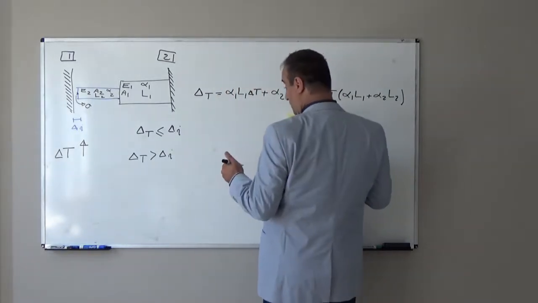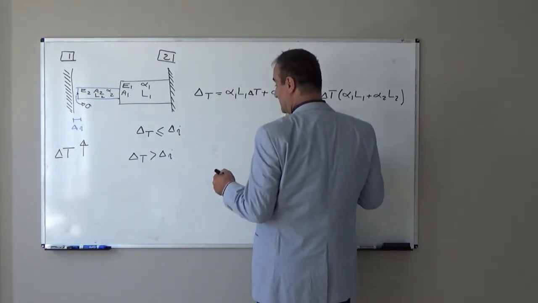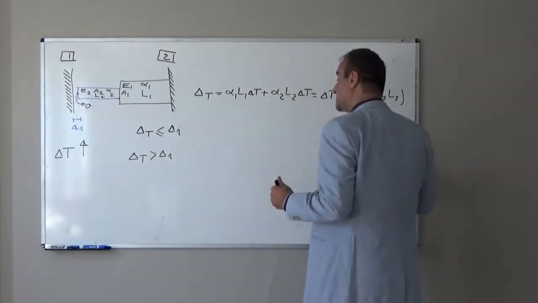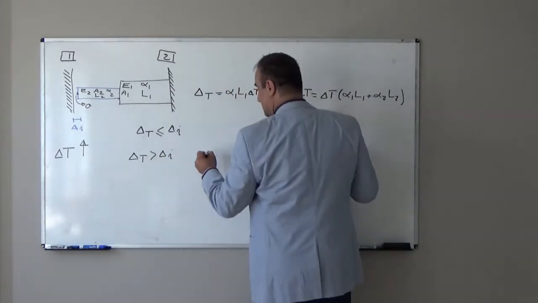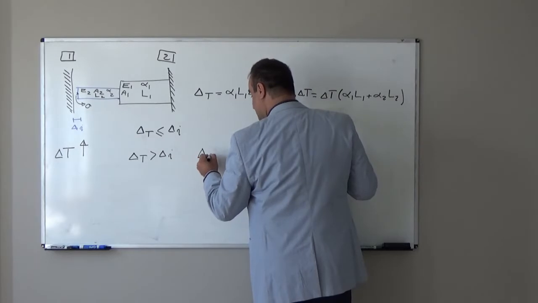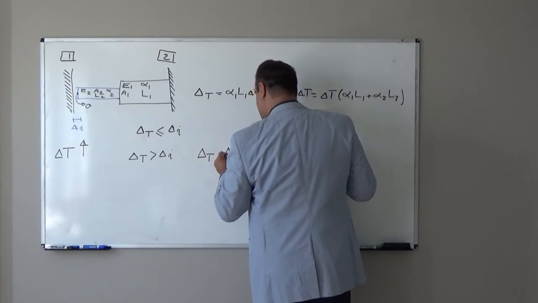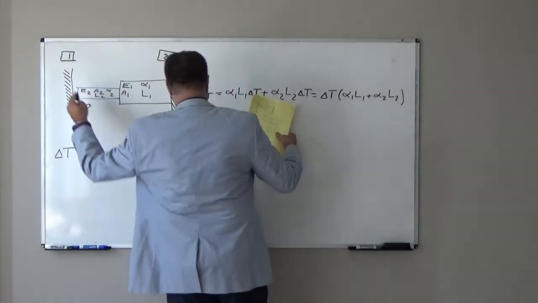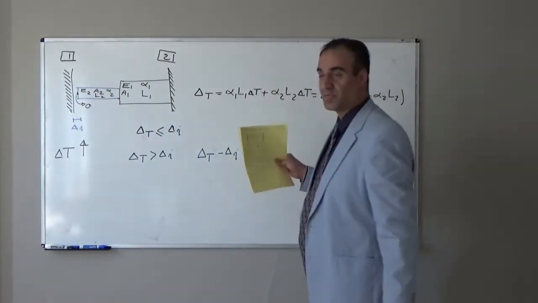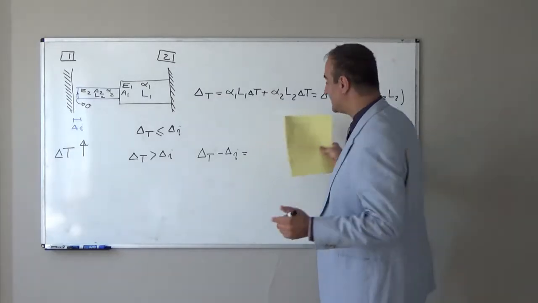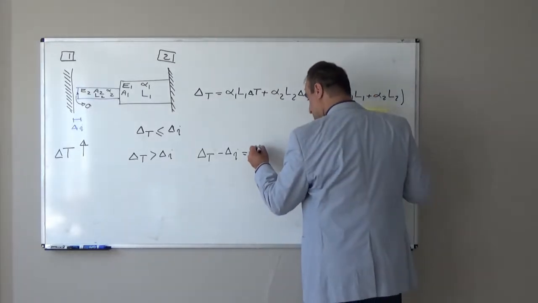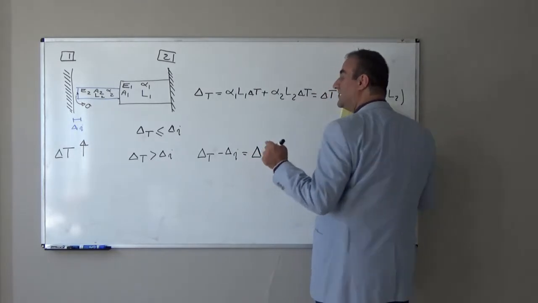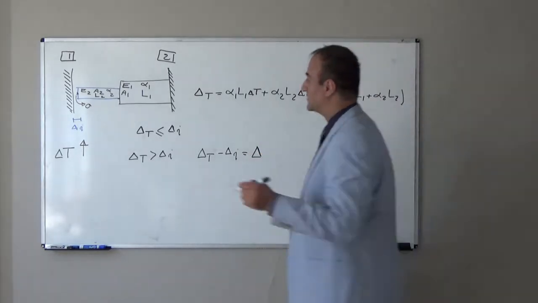Because the cross-sectional area is different, the stress will be different. So in order to find that internal force, if the total deformation is bigger than the initial gap, in that case it is delta T minus delta I. Up to covering this delta I, this gap, there is no force. After that, the extra deformation, if I show that as delta, this delta will cause a reaction.